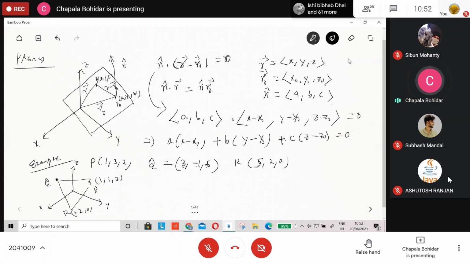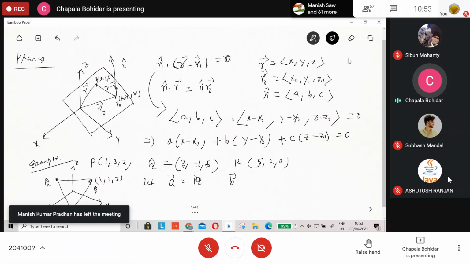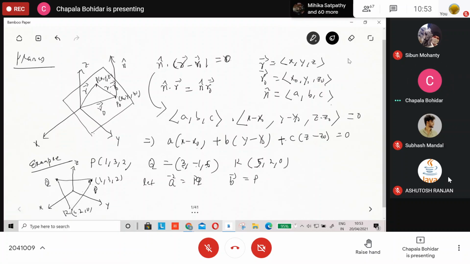Join. Now we say that vector A is our PQ and vector B is our PR. Considering this point, from this one, two adjacent sides are PQ and PR. So let vector A be PQ and vector B be PR, from the starting point, two adjacent sides. Is it clear to all of you?